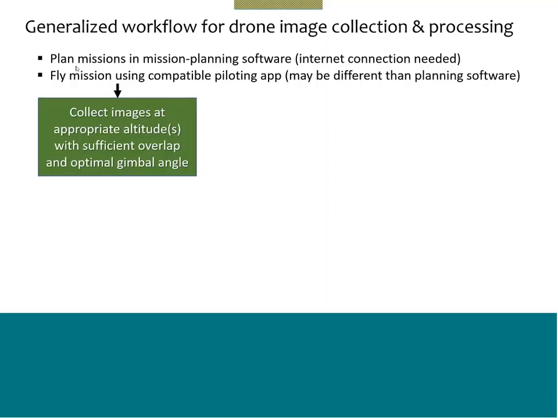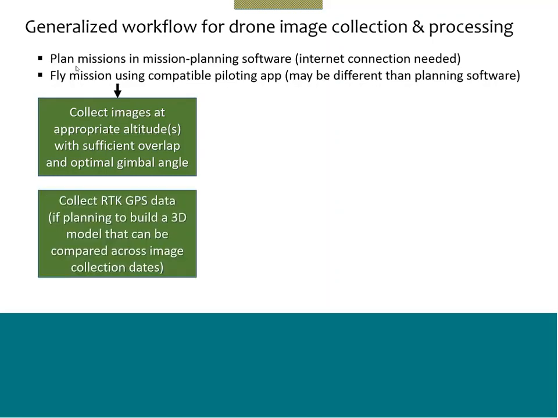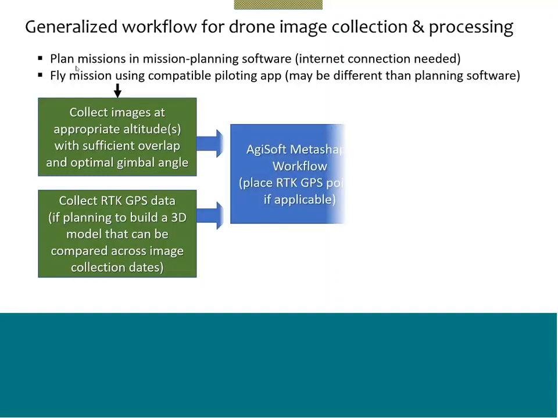Once we've gone through all that, we can go out in the field and we can collect our images at the right altitude with enough overlap and the right angle of the gimbal, which is what holds the camera, to get what we need for the software. Then, as I said, if we want to be able to measure actual differences in height or location over time, we need to collect that high resolution GPS data with ground control points the first time at a site.